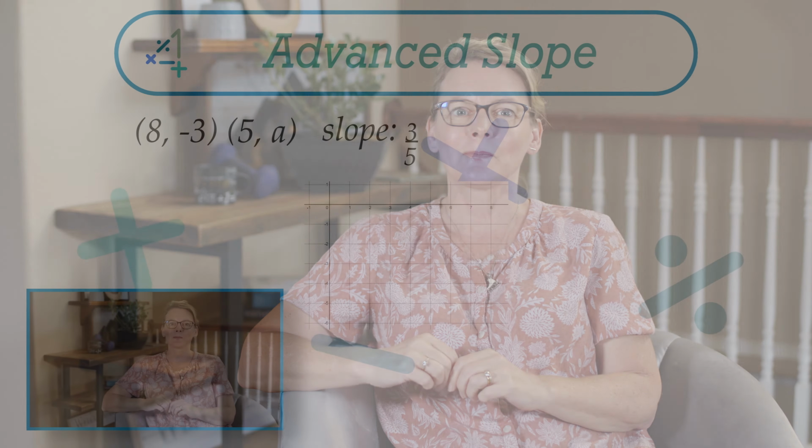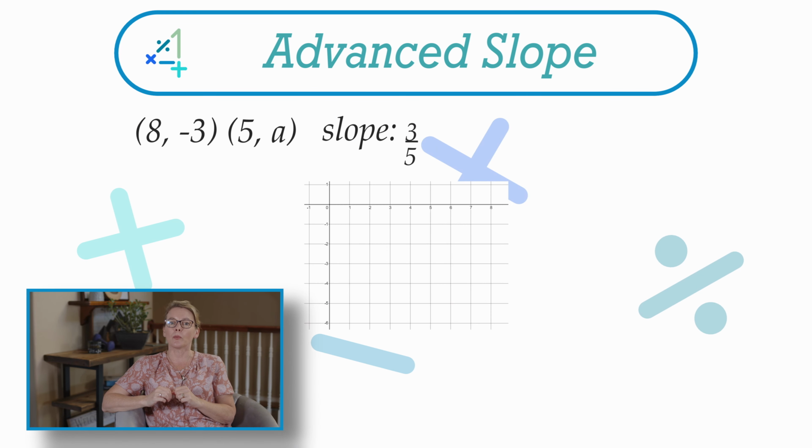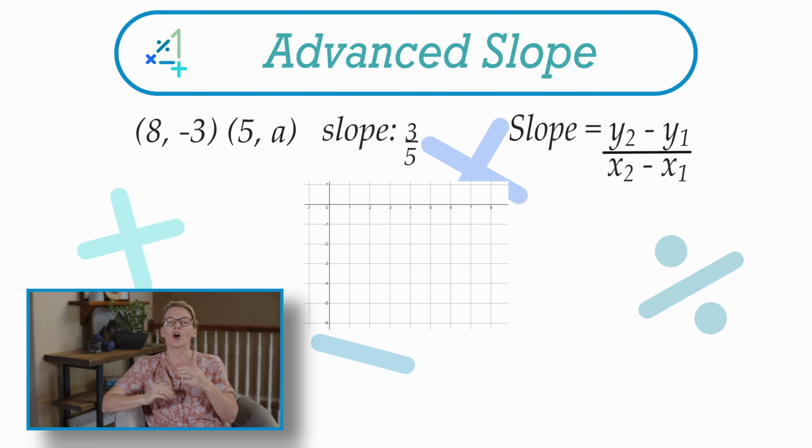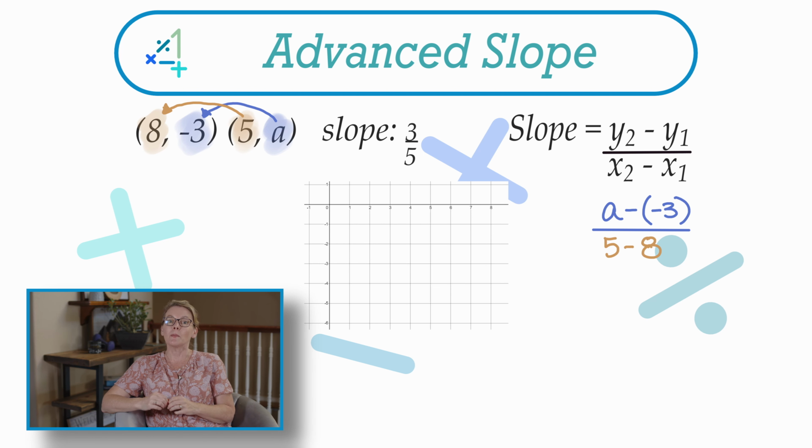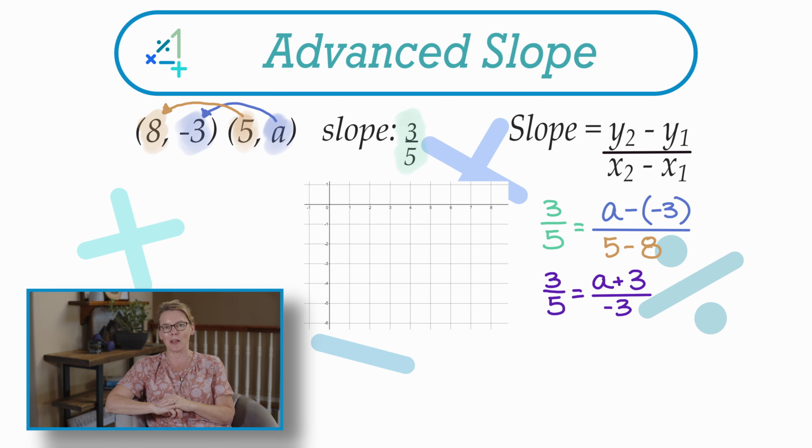Here's how to do it. Using our formula for slope equals y2 minus y1 over x2 minus x1, we will put the numbers and that letter where they go and see what happens. A minus -3 over 5 minus 8, remembering that that equals the slope, which they already told us was 3/5. Now we have to figure out how to get that a by itself. My first step will be to say that 3/5 equals a plus 3 over 5 minus 8, which equals -3.